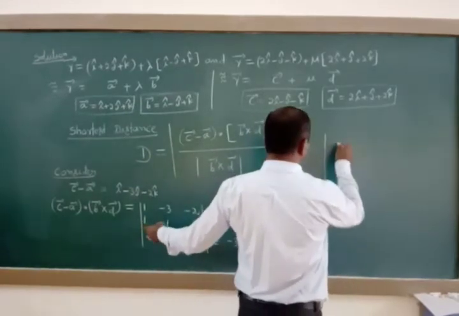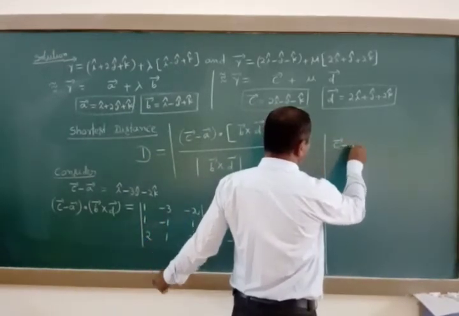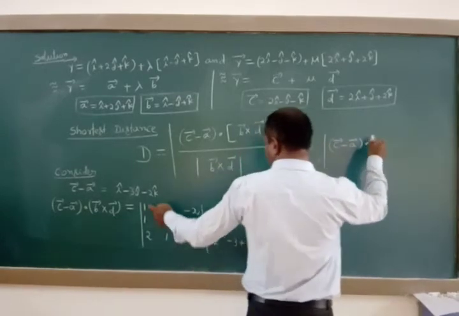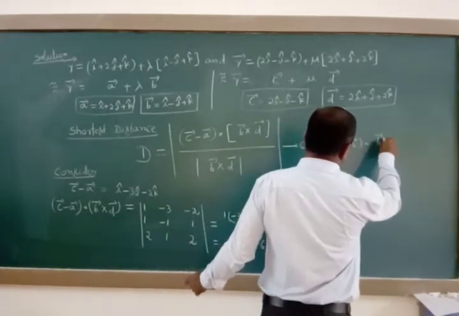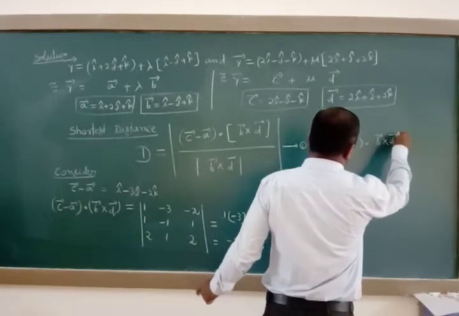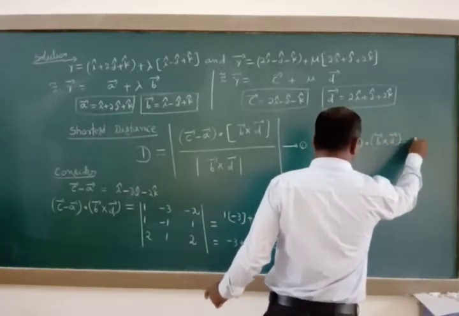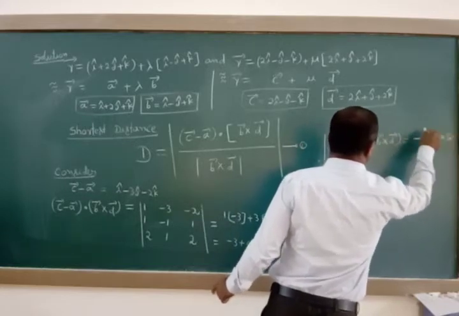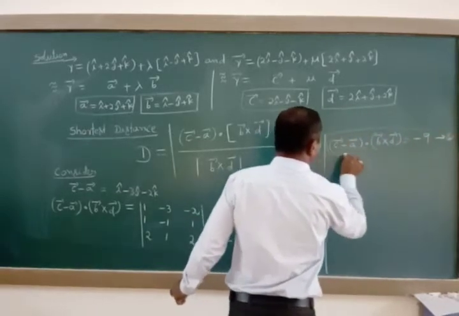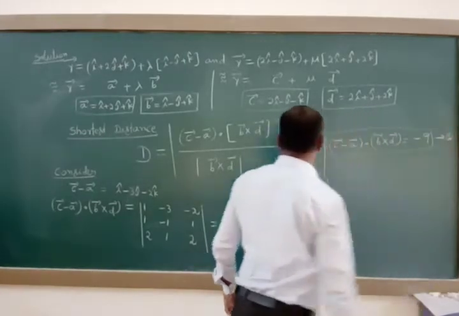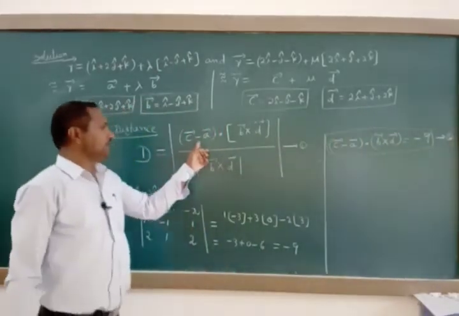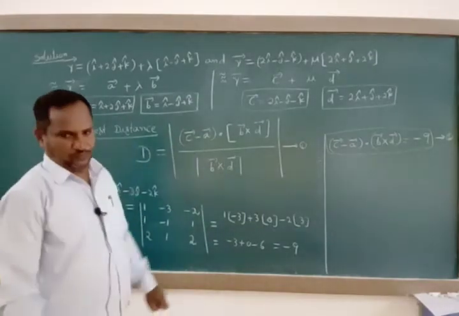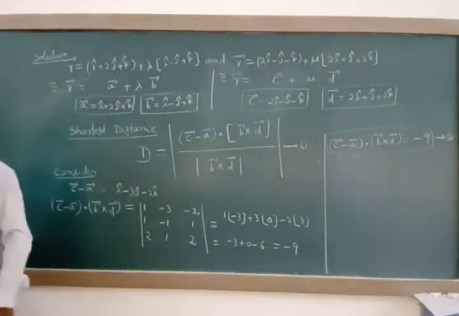This value is C vector minus A vector dot B vector cross D vector, which is equal to minus 9. Represent this as equation number 2. We got the numerator value as minus 9. Next we are going to solve the denominator part.